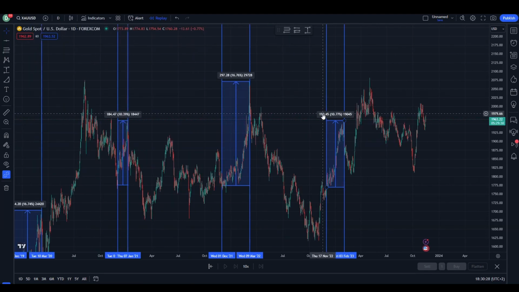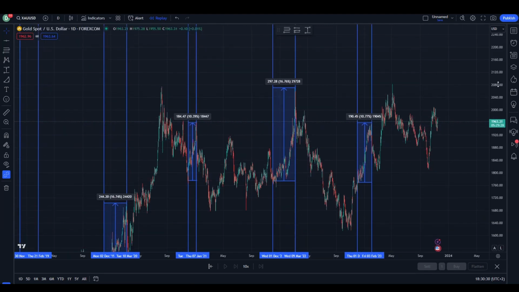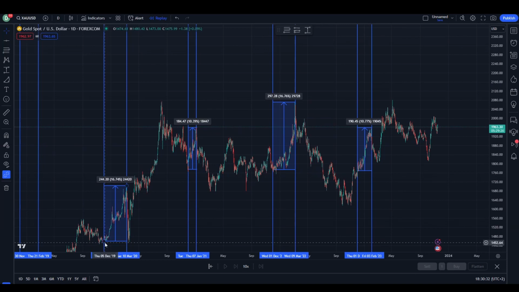Now, if we look at the last 4 years, we can notice that the price of gold started producing some substantially higher movements compared to before that. We have around 250, 180, 300 and 190. This is an average increase of about $230.